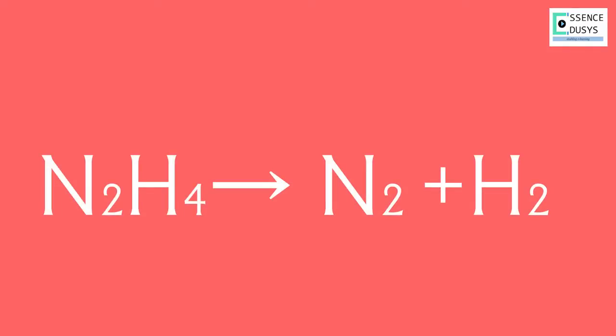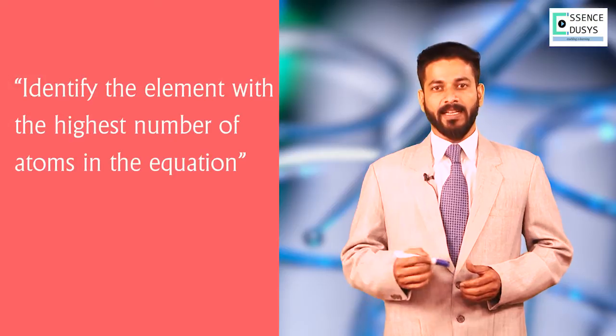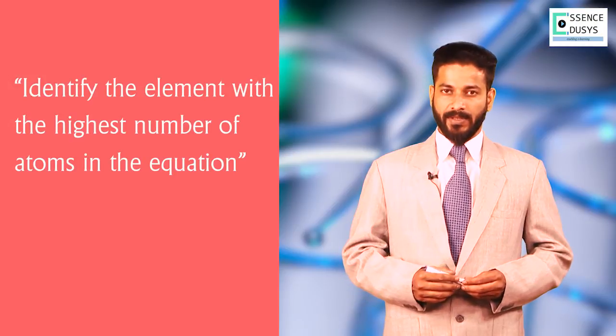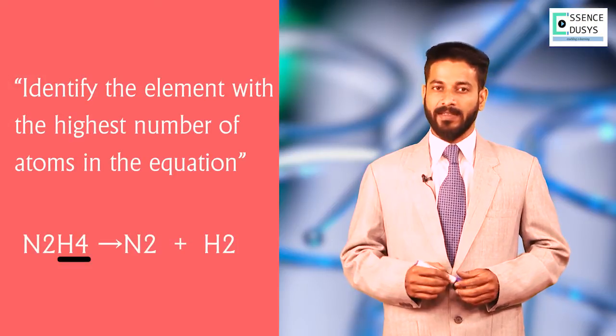First, draw boxes around each reactant and product in the equation. The boxes will function as parentheses in a mathematical equation. Second, now it is time to do a bit of math to balance the equation. Identify the element with the highest number of atoms in the equation. It is the hydrogen with 4 atoms.